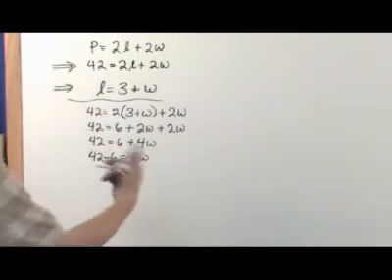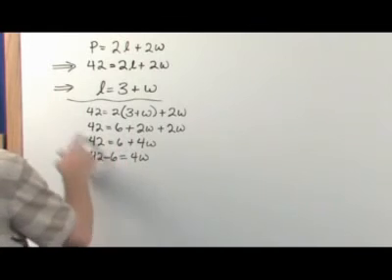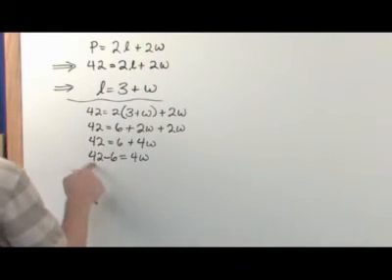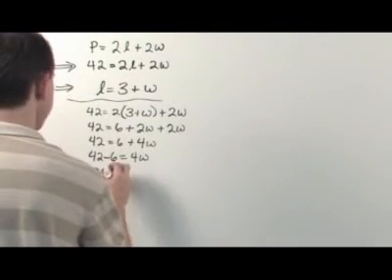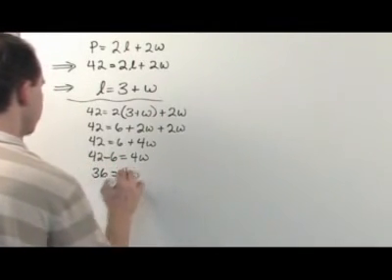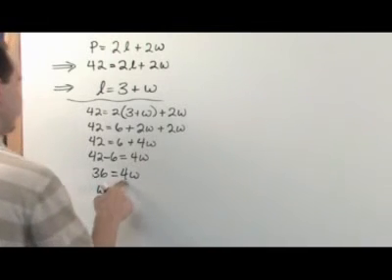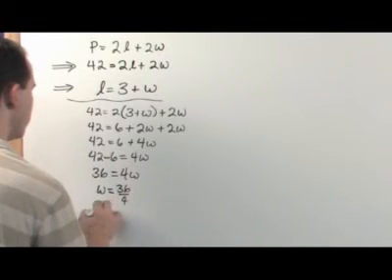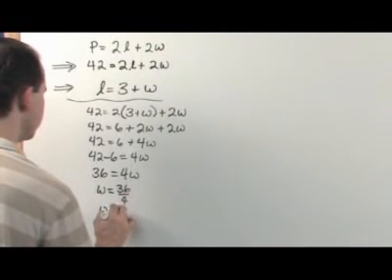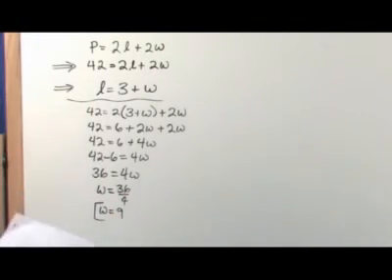On the right, it disappears because 6 minus 6 is 0. And on the left, you're just subtracting here. Now 42 minus 6 is 36, okay? And that's equal to 4W. And so W, just divide both sides by 4 to get rid of this. 36 divided by 4, W is equal to 9. That is the width of the rectangle.